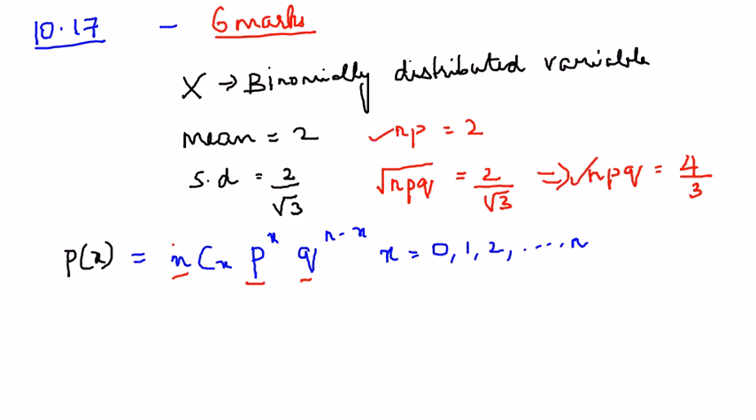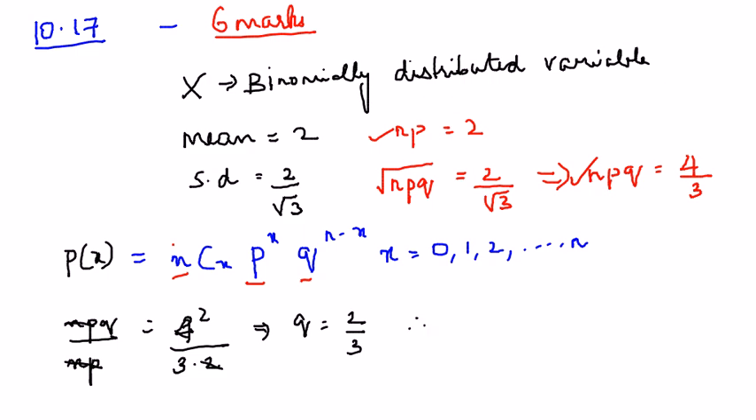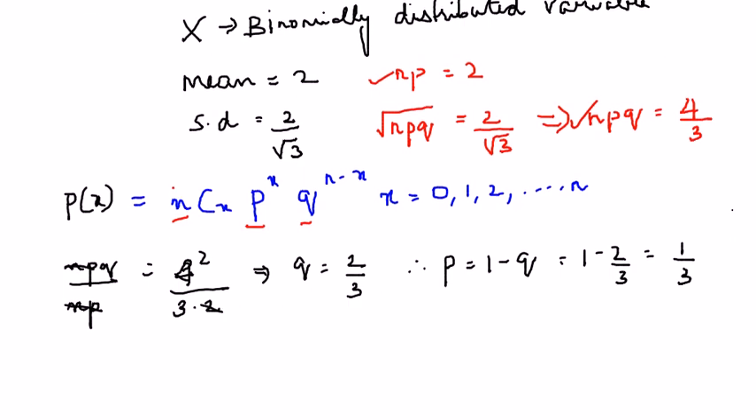but I have np and npq over here. So using these two, I'm going to say npq divided by np is equal to 4 by 3 divided by 2. So np gets cancelled, therefore I get q is equal to 2 by 3, and since q is a failure event and p is nothing but 1 minus q, which is 1 minus 2 by 3, after taking the LCM you will get the answer as 1 by 3. So q is 2 by 3 and p is 1 by 3.